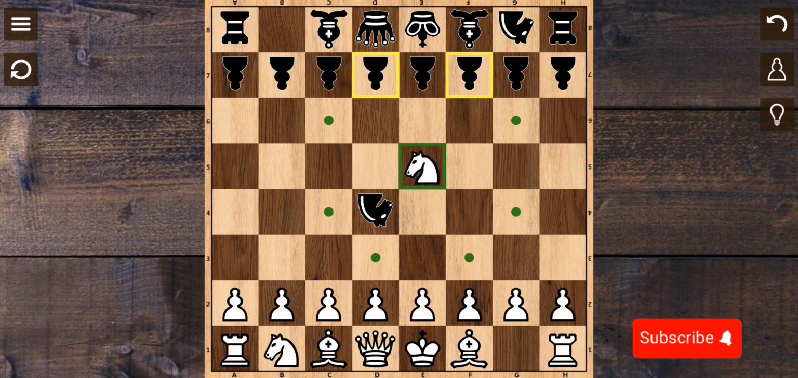The knight captures opponent's pieces on the allowed squares to which it can move. So for instance, this knight here can capture either of these pawns.